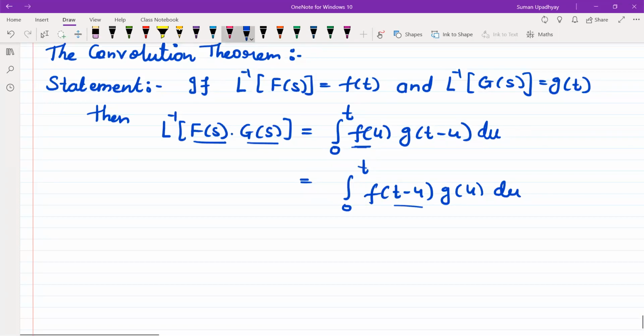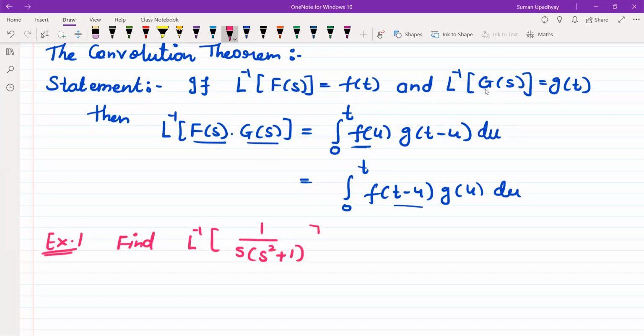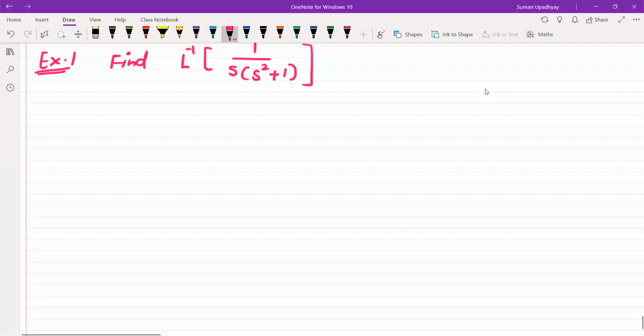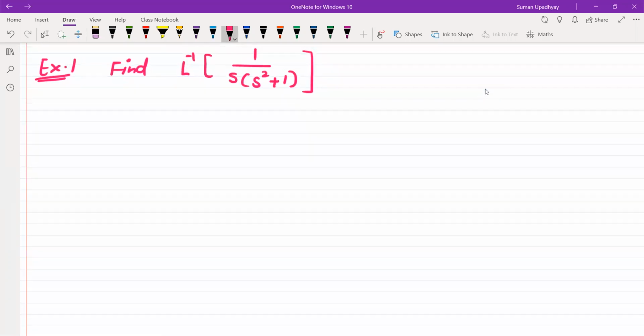To make you all understand how it works, I'm going to take one example. Find the Laplace inverse of 1 upon s into s square plus 1. This is my first question: Laplace inverse of 1 upon s into s square plus 1. Now, before I start with the solution, if I give you this question, how do you solve it?